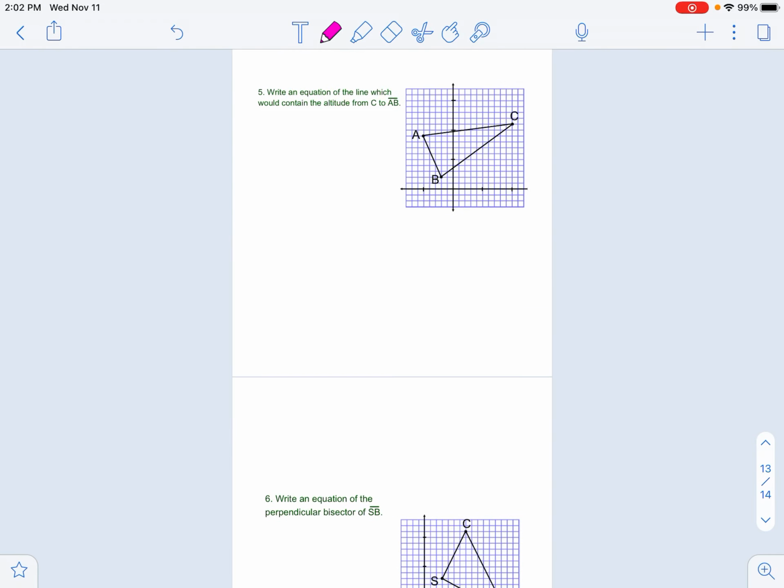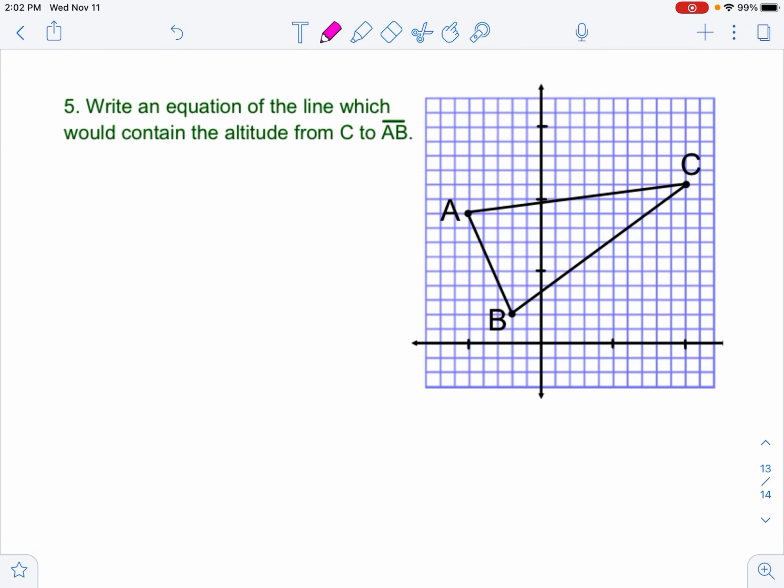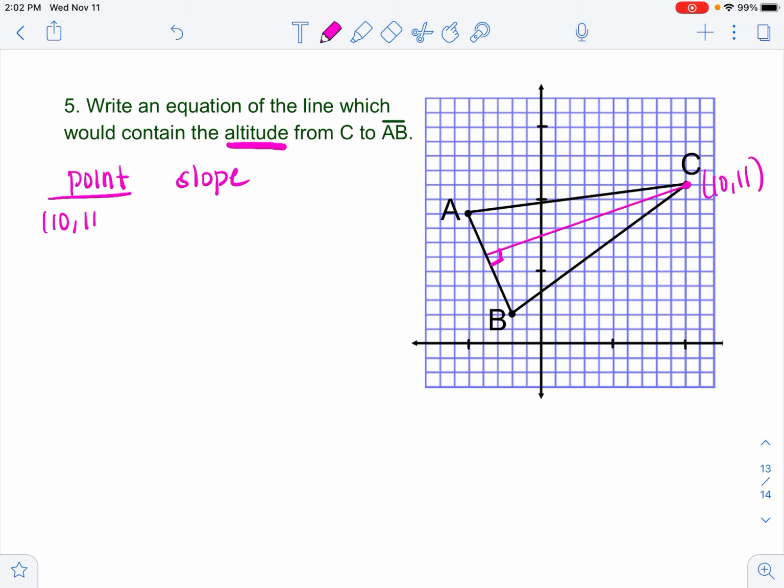Okay, we have 2 more to practice. If you think you're good, you can go ahead and move on to the homework. If not, here's 2 more. Write an equation of a line that would contain the altitude from C to AB. So from C to AB, there's my altitude right there. Remember, I need a point and I need the slope to write the equation of the line. Do I have a point on that line? I sure do. C right here. So C is at 10, 11. Got my point, 10, 11.